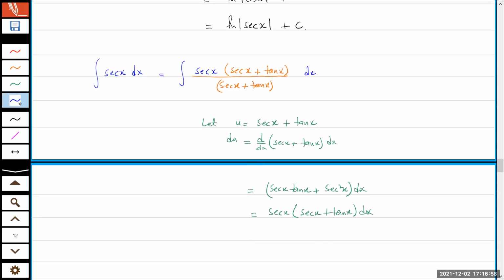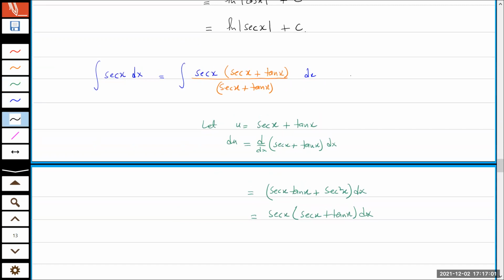So our integral now becomes secant x times secant x plus tan x, which is du. And we have taken secant x plus tan x as the variable u, so this is again log natural of u plus c, and u equals secant x plus tangent x, and lastly, the constant of integration. So in this case, we had to multiply by secant x plus tangent x, and then divide by the same thing as well.